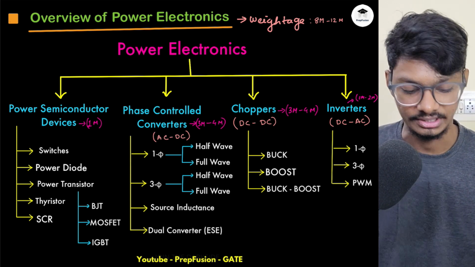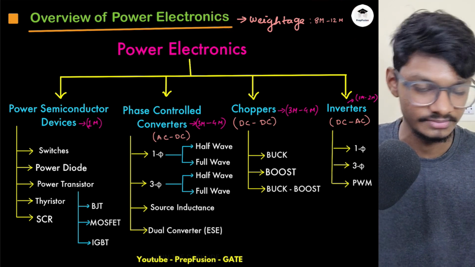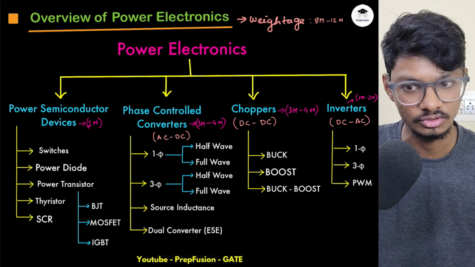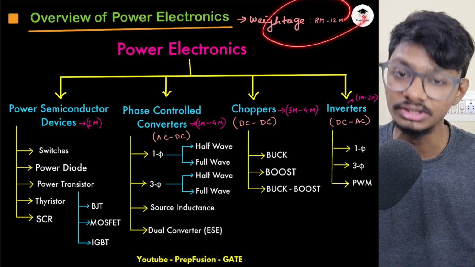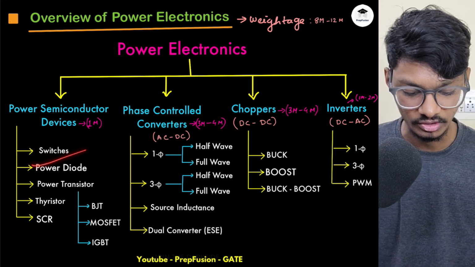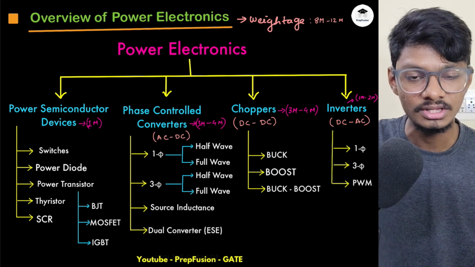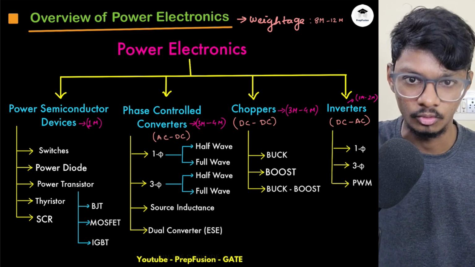Okay, you can solve in seconds, and the overall weightage of the subject is 8 to 12 marks. In core, all 3 subjects are very important. You can't leave out any subject, because they can ask from the 3 subjects with equal weightage, so you can't leave out anything. So this is basically the overview. In choppers there are a few types, and in inverters also there are a few types. We'll go through them in a detailed manner when we go into the subjects.